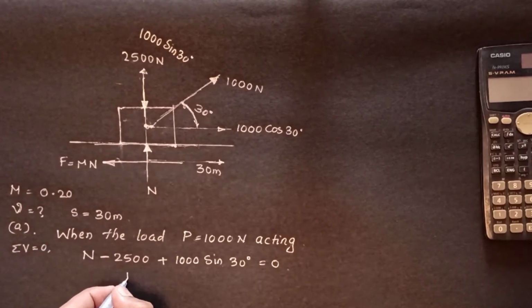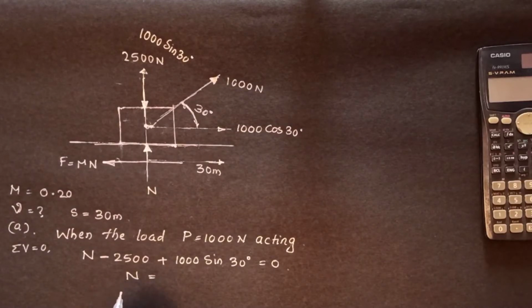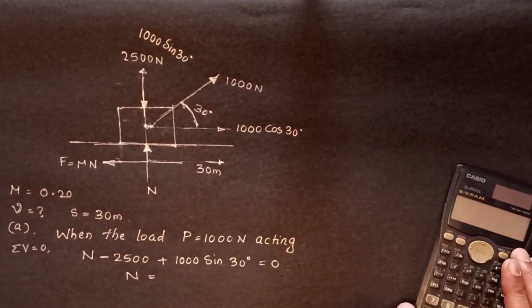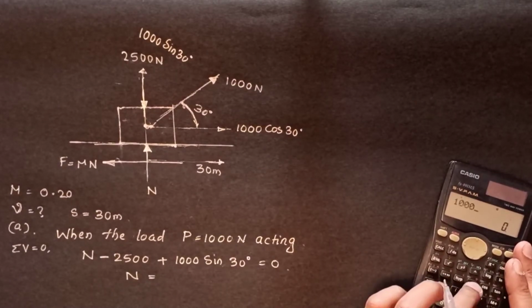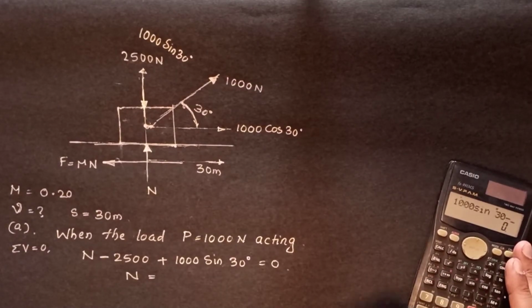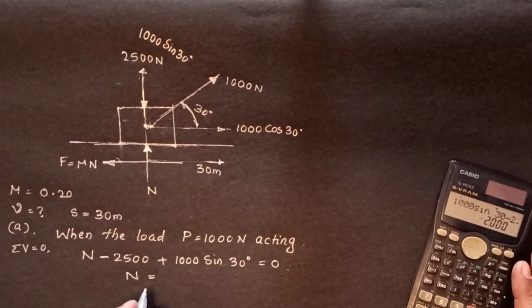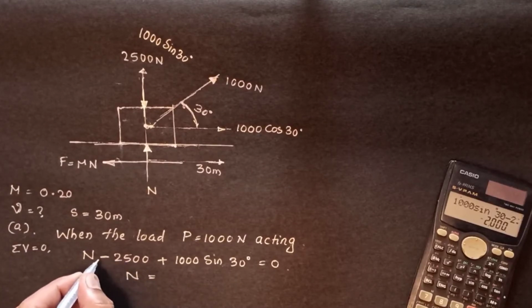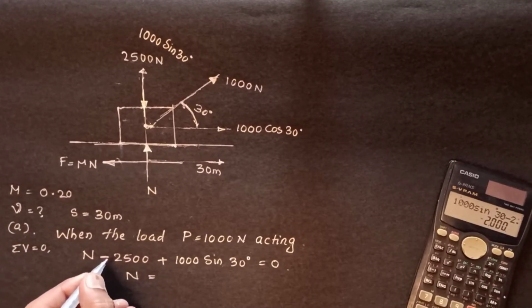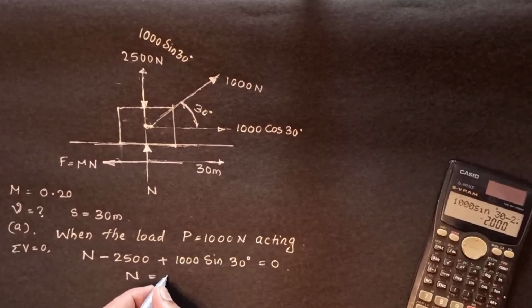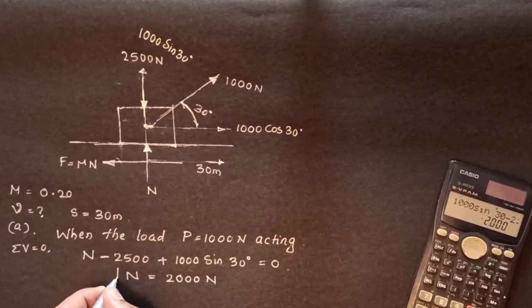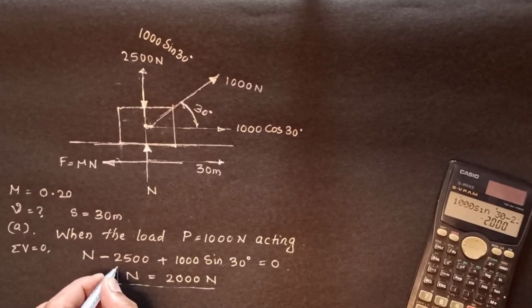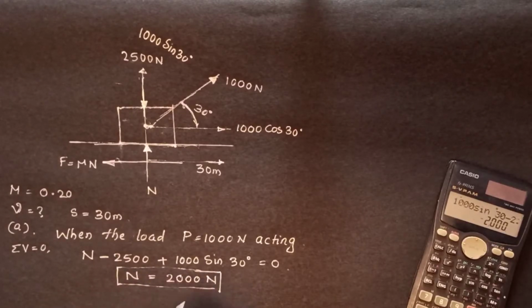Now let me calculate the reaction force N. 1000 sine 30 degree minus 2500, we will get minus 2000. So N minus 2000 equals 0. Taking minus 2000 to the right side, we get plus 2000 Newton. This is the reaction force, or normal force.